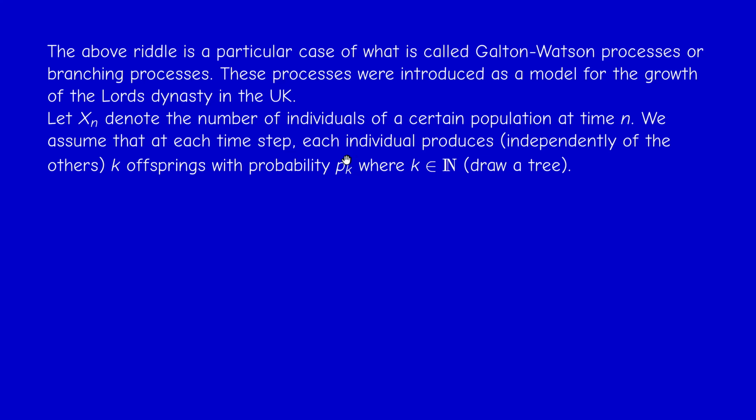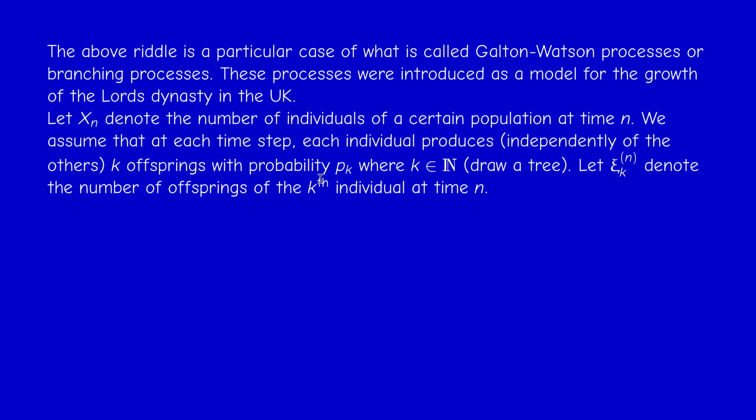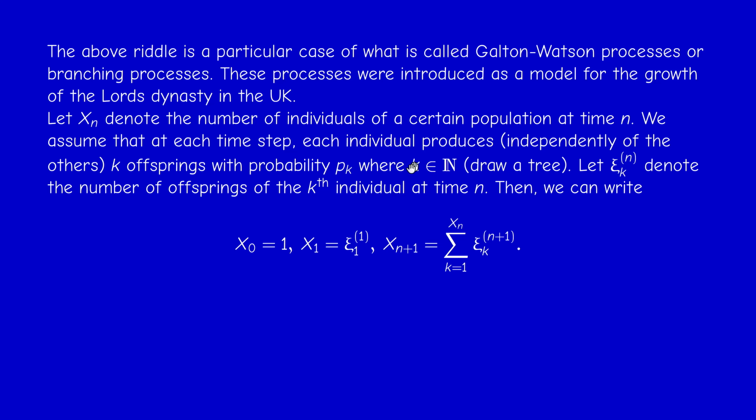We can consider the more general case, so we can have any probability distribution, possibly infinite. So the sum of pk's is 1. So if psi k to the n denotes the number of offspring of the kth individual at time n, what can we say about xn? So we start with 1, but we can start with anything actually, but suppose that we start with 1.